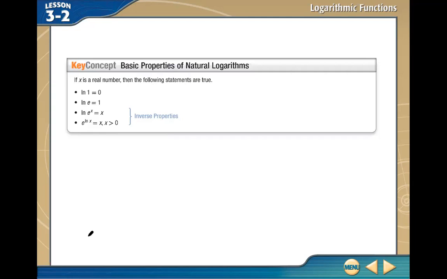Okay, so here, if x is a real number, then the following statements are true. The first one is, we already said, logarithm of 1 to any base is always 0.